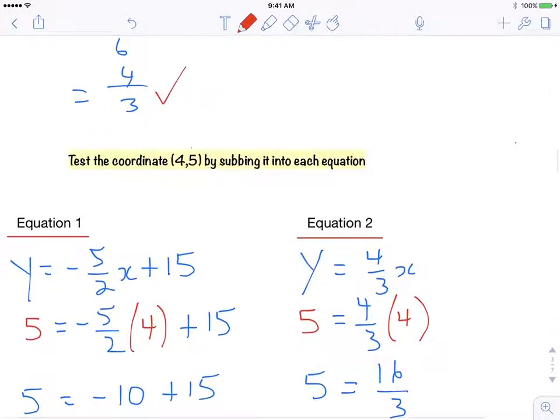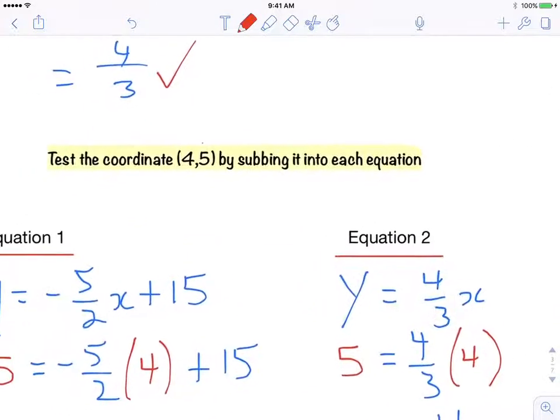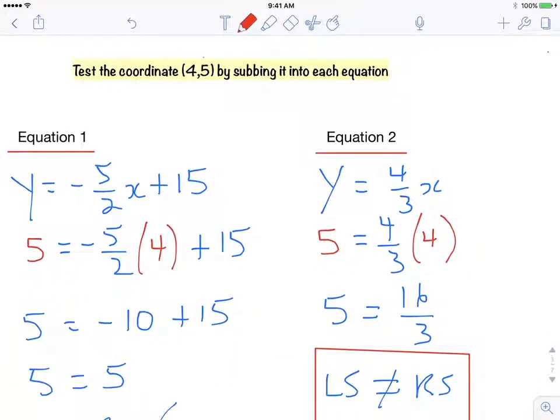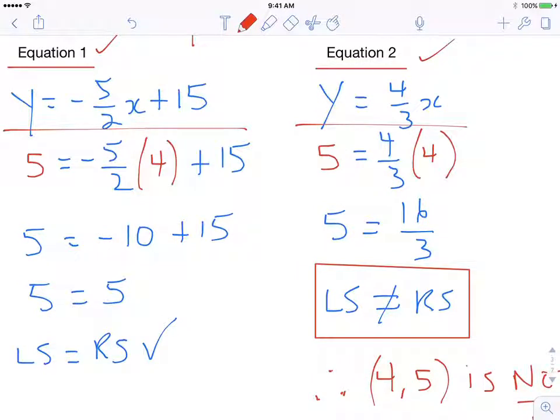Armed with those, let's test the coordinate 4, 5 by subbing it into each equation. So equation 1, equation 2. You notice I'm communicating. I've written a title here and a title there. It's very obvious what I'm doing. I've rewritten equation 1 and equation 2, and then I'm subbing in the coordinate 4, 5. Remember, be careful that you may be tempted to write the 4 first because it appears first, but y is 5 and x is 4. So we sub in those coordinates, and we find out 5 equals 5, left side equals right side.